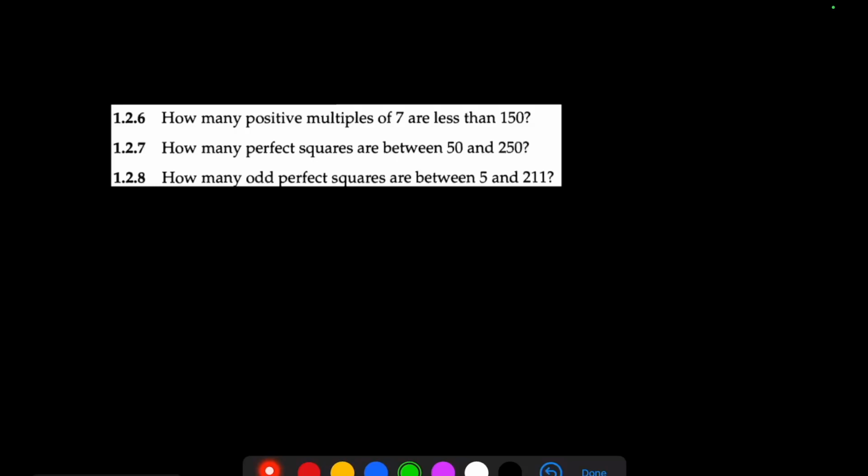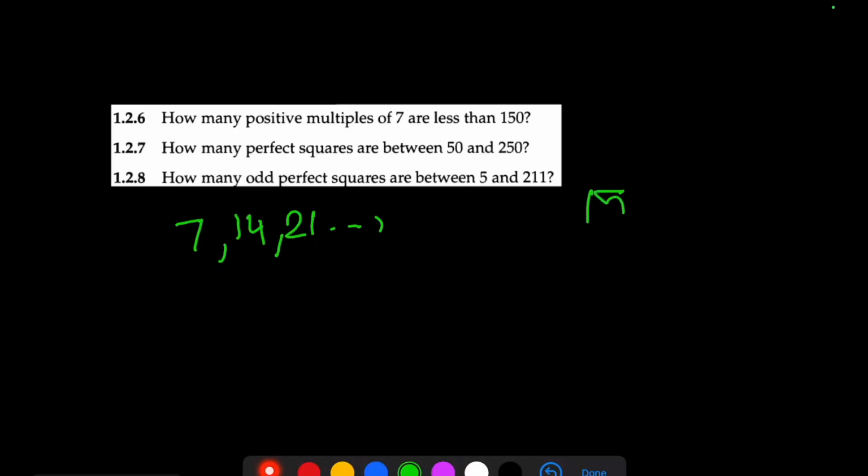Okay, so how many positive multiples of 7 are less than 150? So let's see. What's the smallest number in that list? Well, the smallest number in the list is 7. So we start with 7. Now the next number would be 14, 21, up until, well, what's the greatest number less than 150 that's still a multiple of 7?